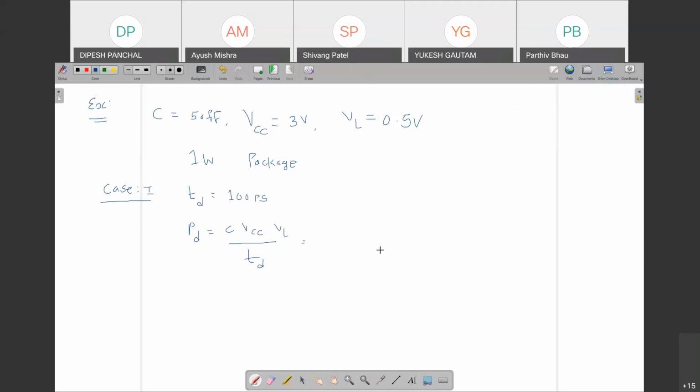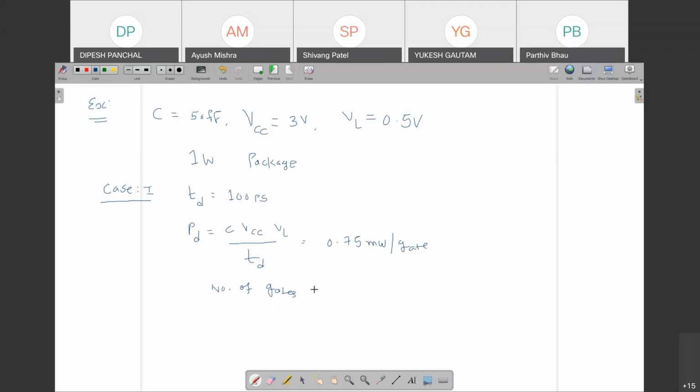0.75 millivolt. Correct. 0.75 milliwatts per gate. So can you calculate the number of gates now? How many gates can you accommodate? Yes, someone quickly calculate. Pujan.